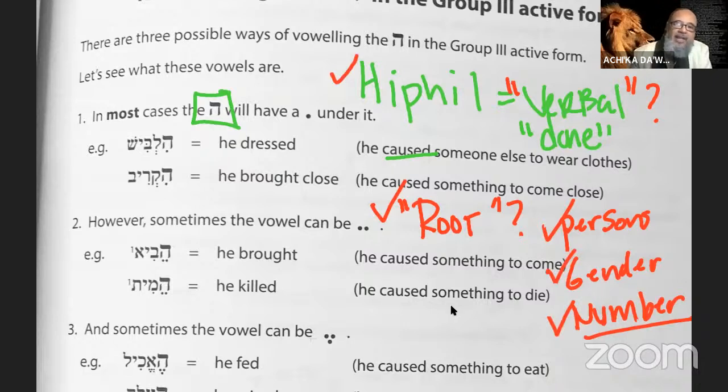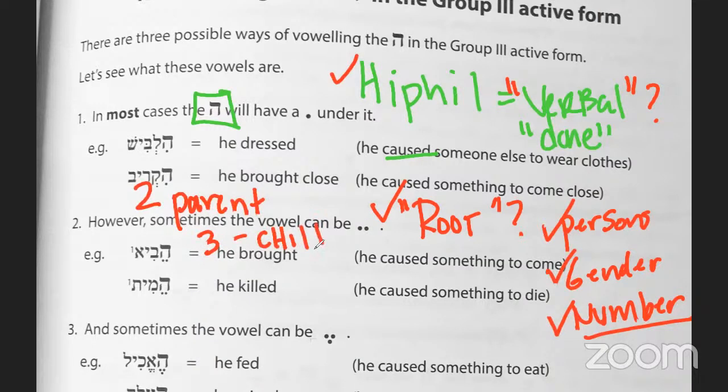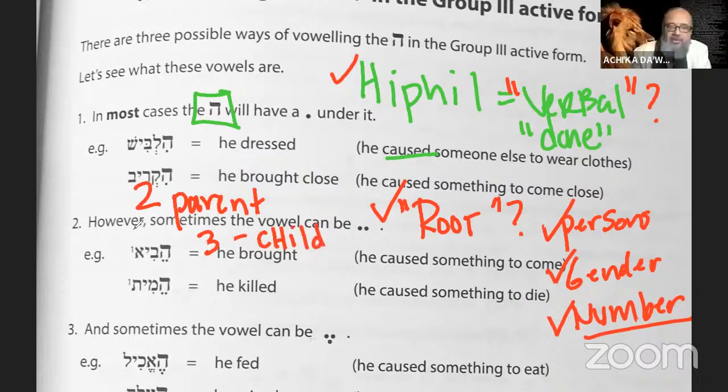And I'm not asking you to find, because you know a root comes in several different ways. It comes in 2 pieces, which is a parent. And if it's 3 pieces, what is it? It's a child. Excellent. So the 2 plus 1 equals 3, which is the child. So that's what you got to look for.